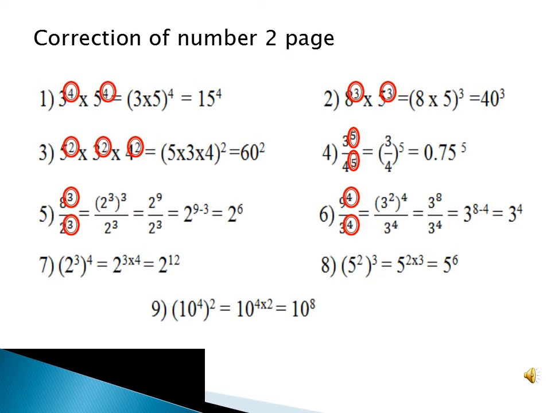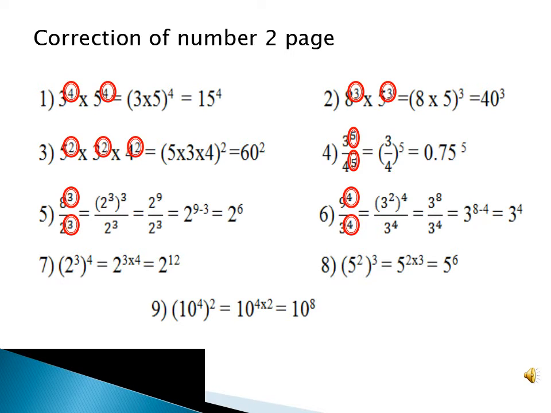Number 4. 3 power 5 over 4 power 5. It's the same case, but here as a fraction. So we have different bases and same power. We put the bases in a parenthesis and we put for them a power. So it will become 3 over 4 power 5 equal to 0.75 power 5.